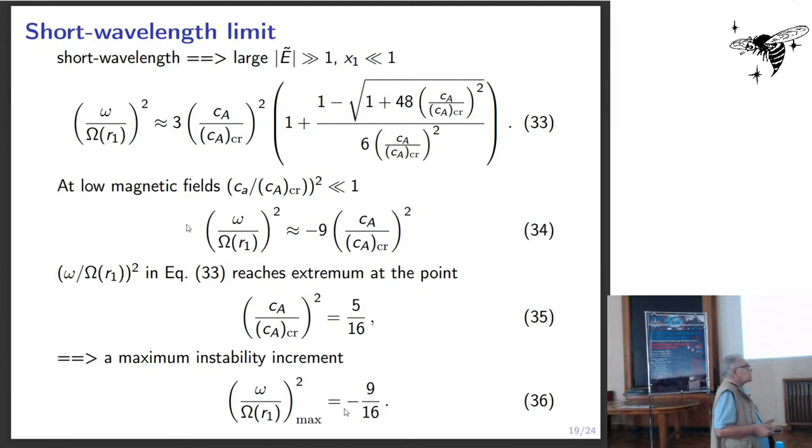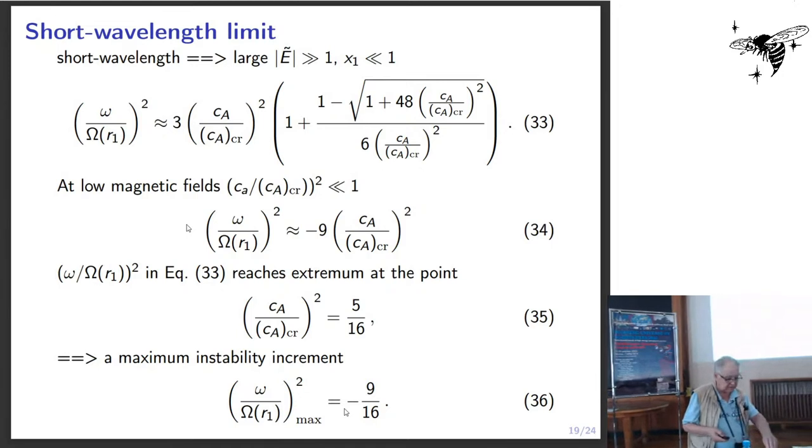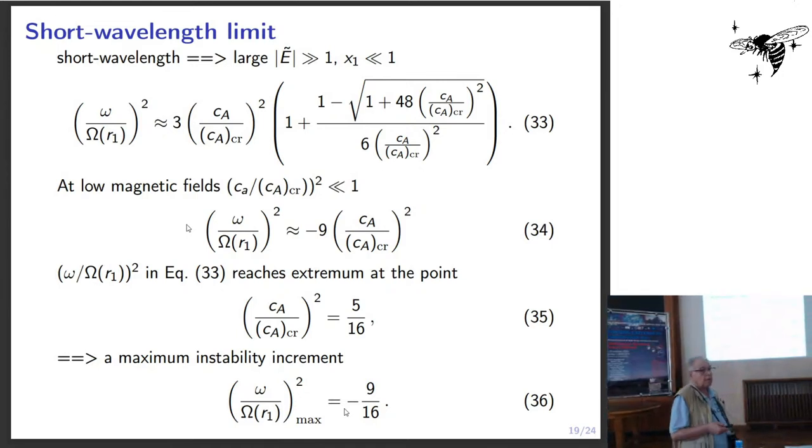What is the sense of this? That means that MRI is not very effective for these parameters. Very low frequency. Very low frequency. But this sinusoidal. Yes.